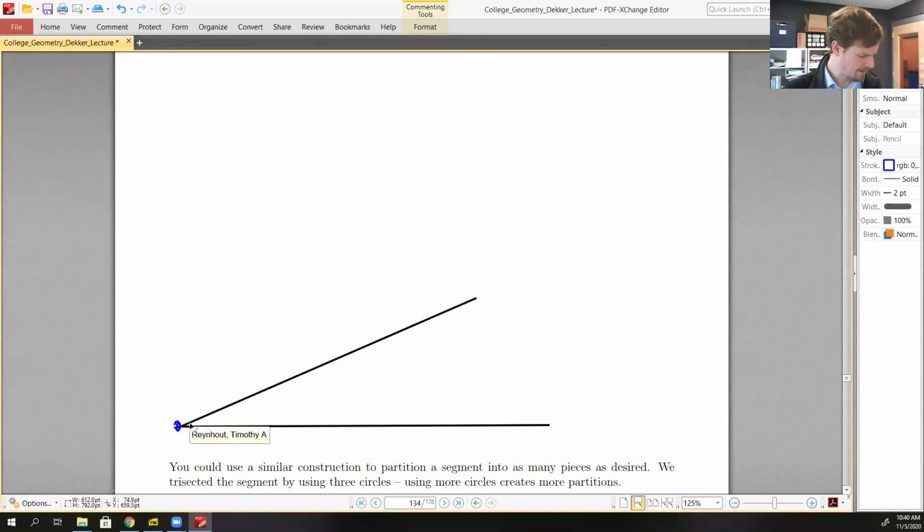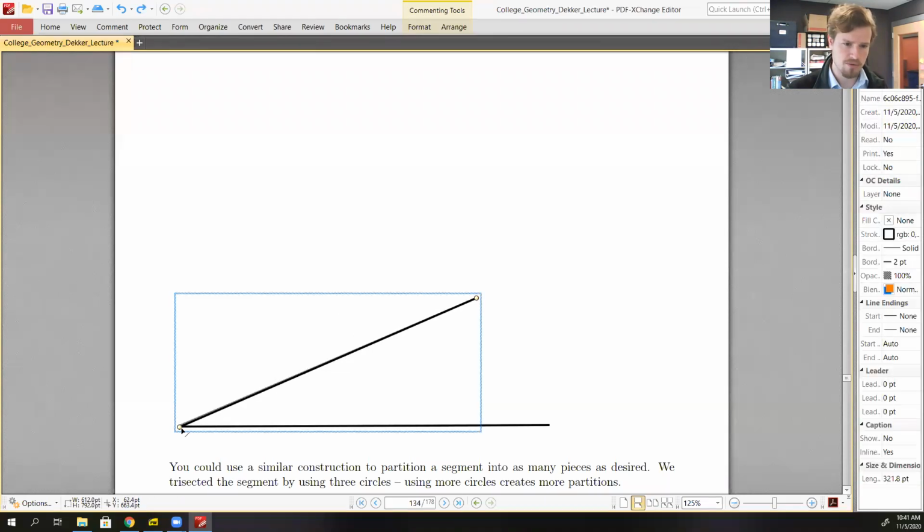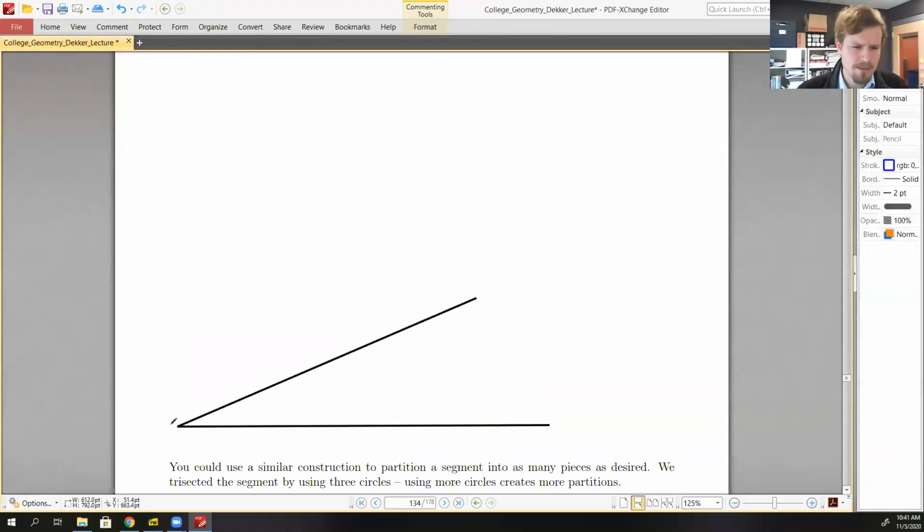So I need a little bit more space. I'm just going to go ahead and move this endpoint over so they match a little bit better. And then I'm going to simply say that AB is the line segment that we want to subdivide. And then I'm adding the line AC. Then, since I want to divide this into 3 subintervals, what I'm going to do is construct several circles.